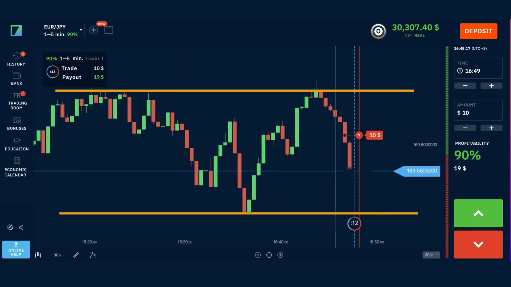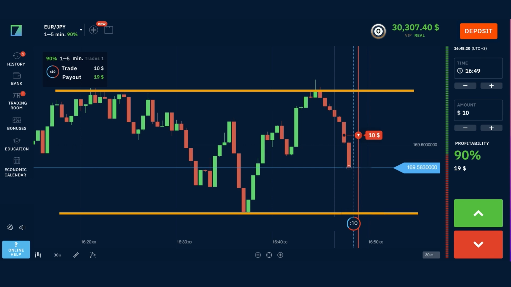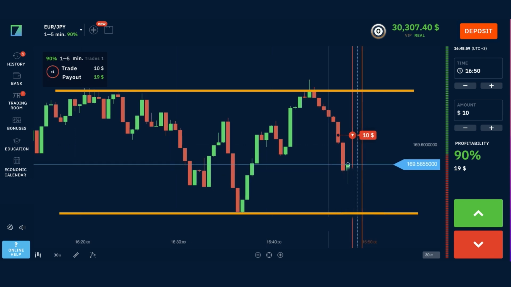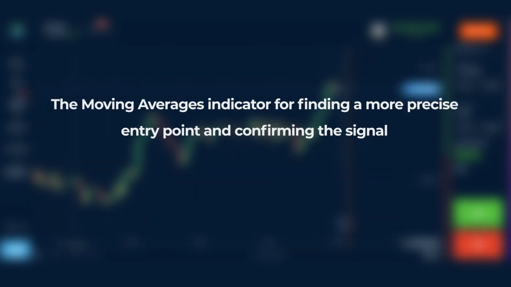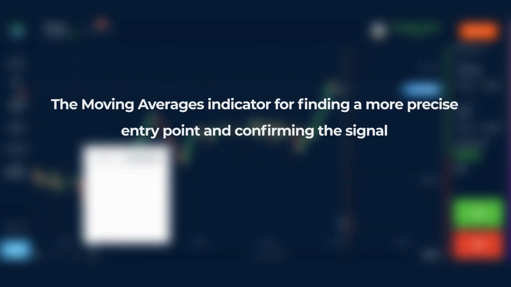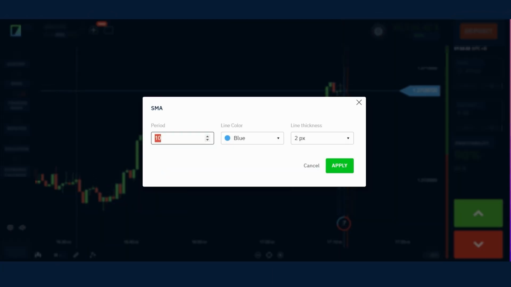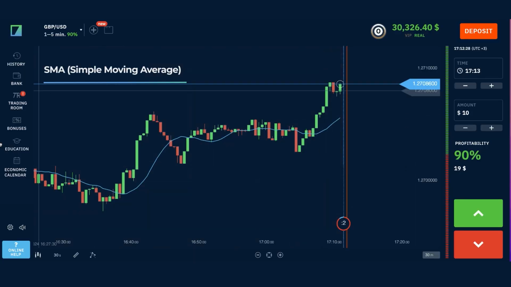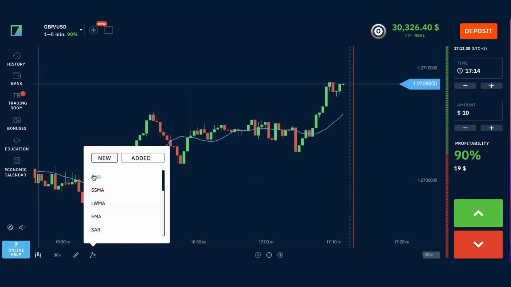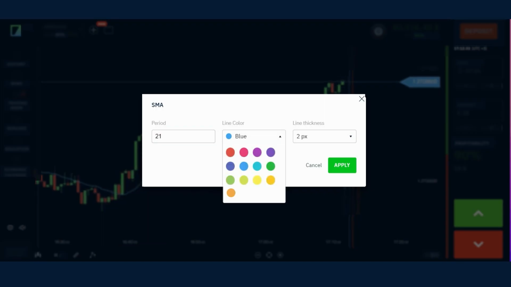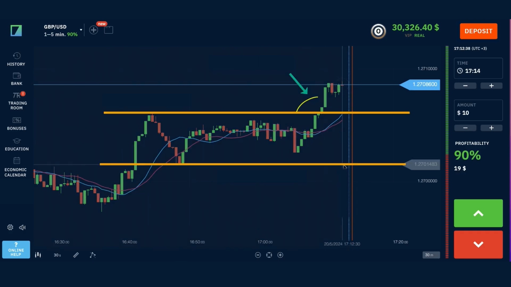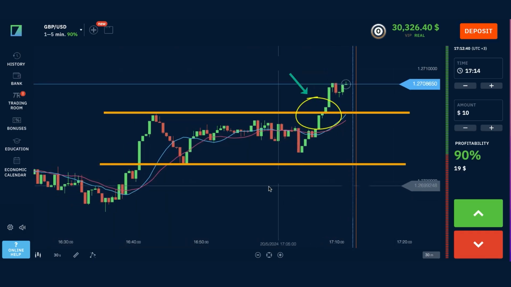However, for our strategy, support and resistance levels alone are not enough. To find a more precise entry point and confirm the signal, we need the moving averages indicator. We will use two simple moving averages with different periods. The indicator is denoted by the abbreviation SMA, which stands for Simple Moving Average. Just to remind you, moving averages, also known as MAs or movings, are one of the fundamental analysis tools that smooth out price fluctuations and help determine the overall trend direction.